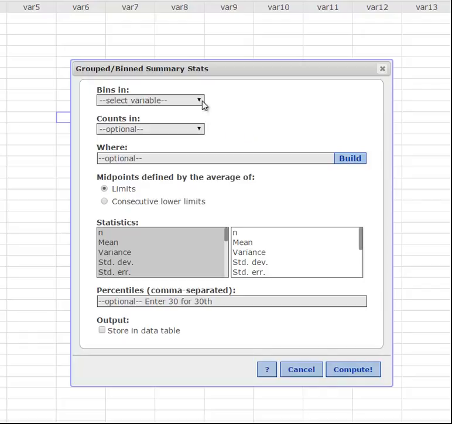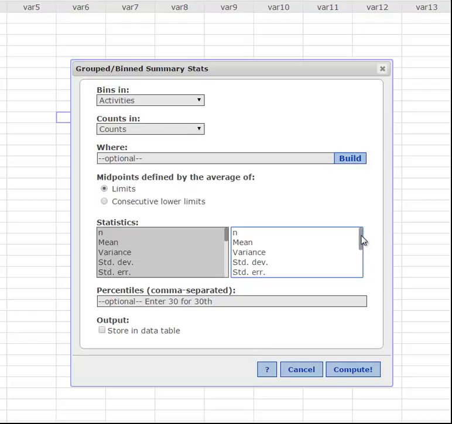Okay, so we need to tell it where the bins are. The bins are essentially the vertical axis here if we wanted to make this a histogram. So I'm going to select activities and then tell it where the counts are. I went ahead and titled that column already as counts. And let's take a second to look at the default statistics here. Now I don't need all of this stuff. All I need is the mean, standard deviation, and variance.